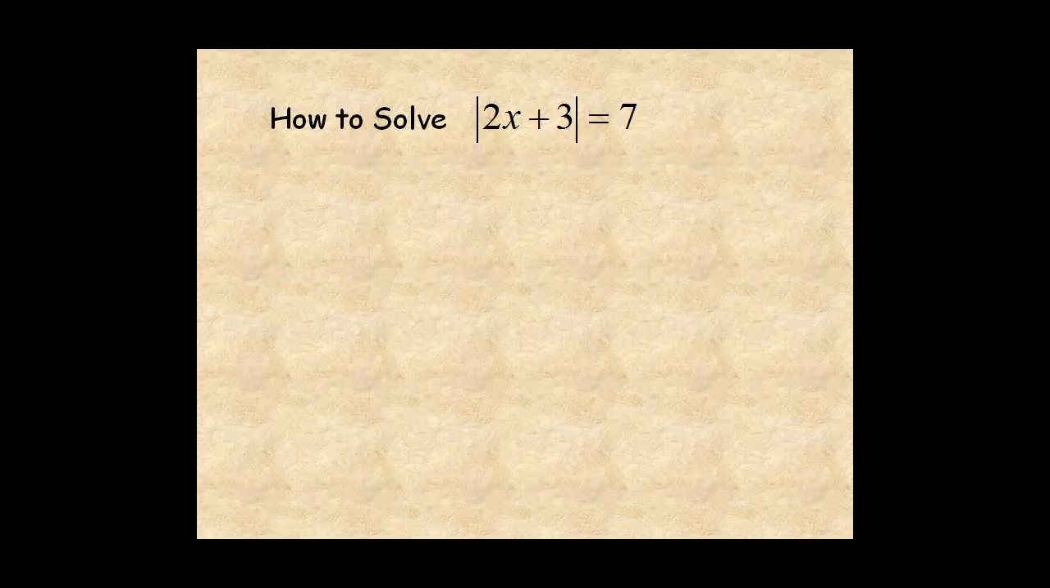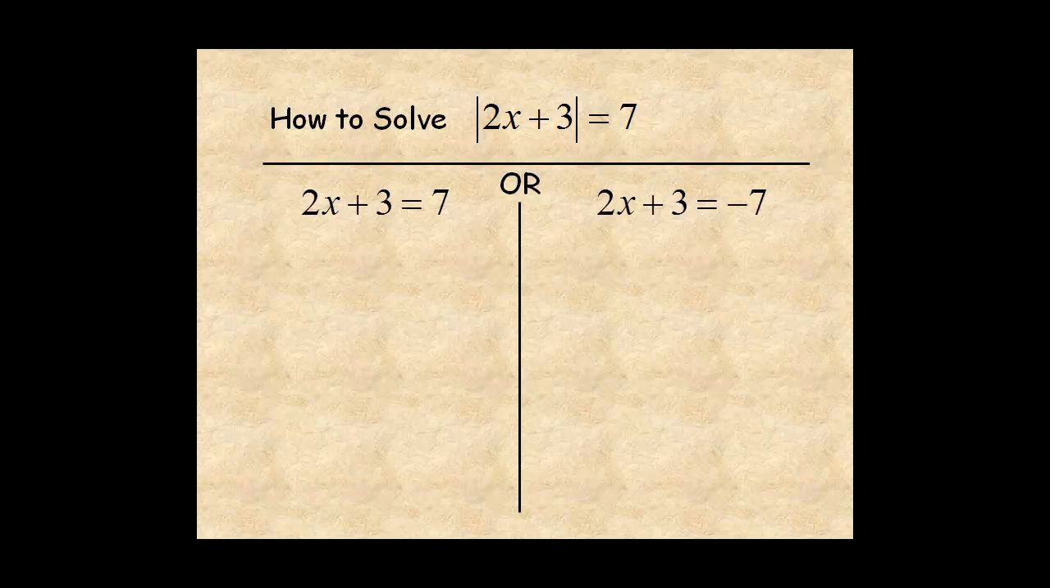For any absolute value equation, write two equivalent equations connected by OR. For 2x plus 3 on the left side of the absolute value, notice the two equivalent equations do not have absolute value symbols. For the 7 on the right side of the absolute value, notice the two equations have 7 and -7.